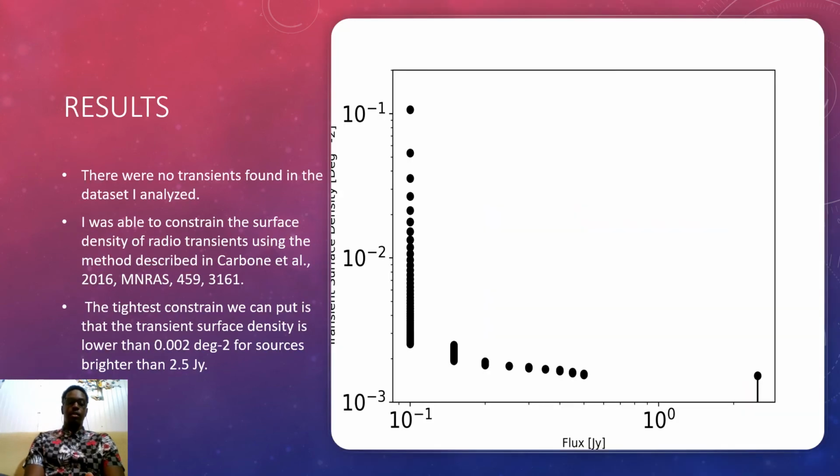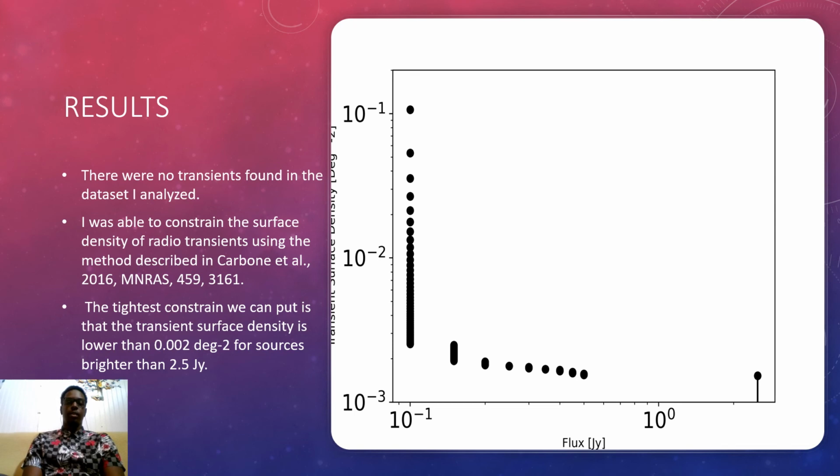So these are my results. There weren't any transients found, but we were able to set an upper limit to the transient surface density. Transient surface density is a measure of how many transient sources you can expect to observe in any 1 square degree in the sky at any moment.